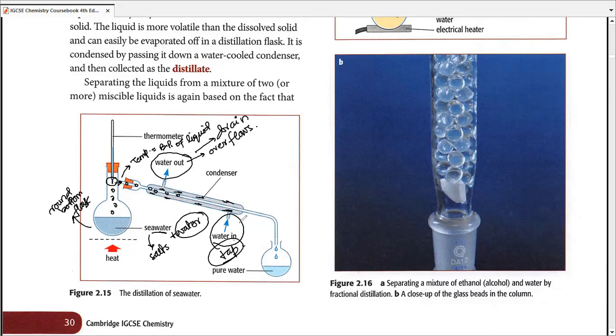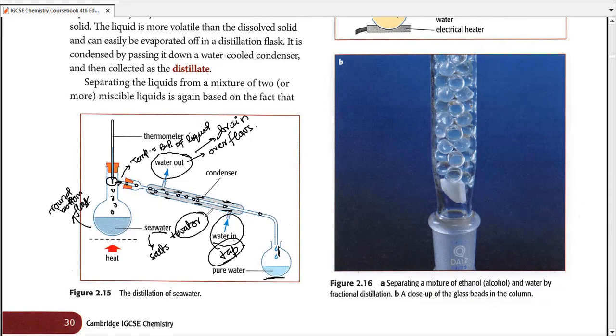So what does the condenser do? The cold water that is coming from the tap actually exchanges the heat with these vapors. The vapors are then condensed back into liquid droplets, which are collected separately. This jacket of the condenser is actually there just to exchange the heat.